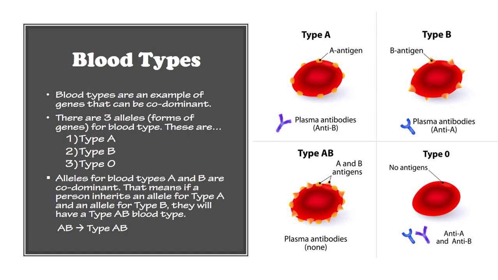Blood types are an example of genes that can be codominant. There are 3 alleles, or forms of genes, for blood type: type A, type B, and type O. Alleles for blood types A and B are codominant. That means if a person inherits an allele for type A and an allele for type B, they will have a blood type of AB.